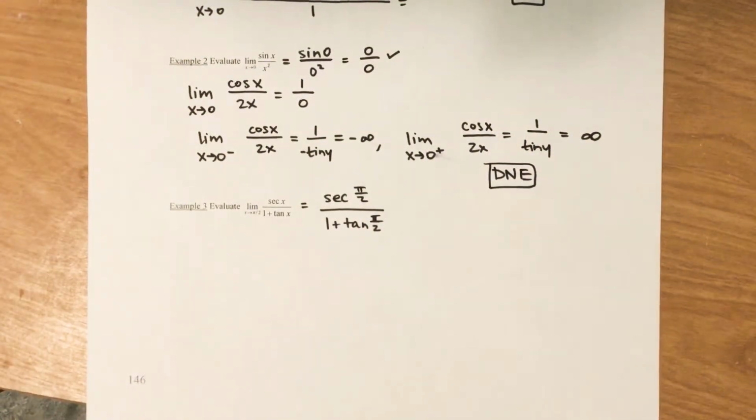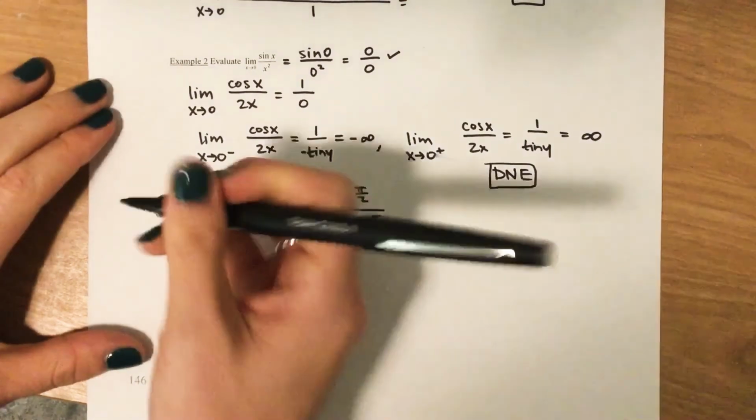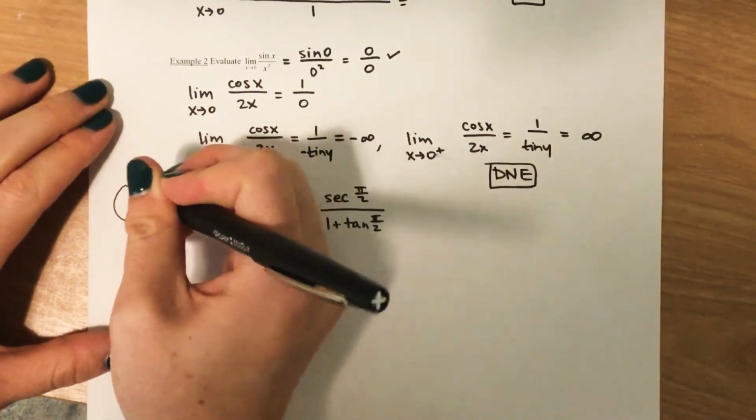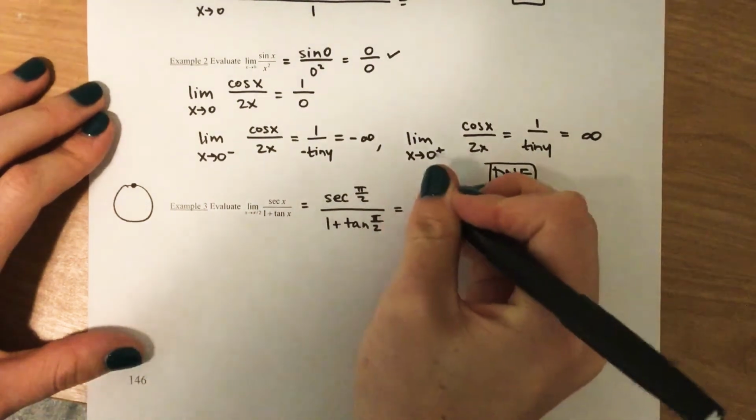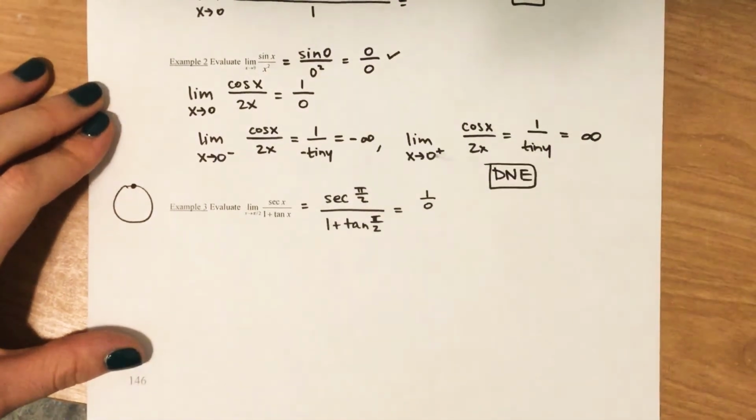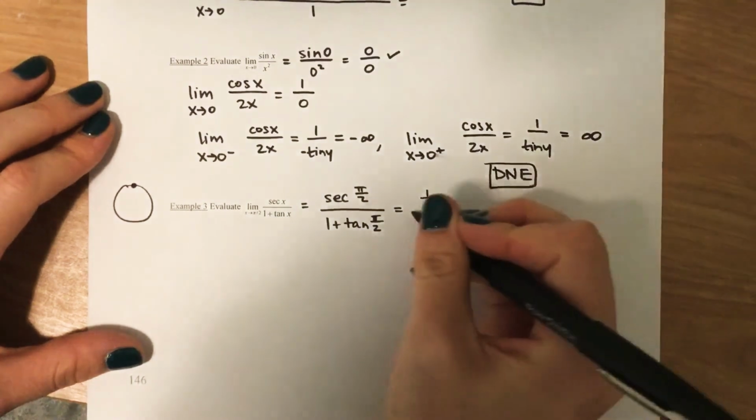So secant of pi over 2, remember that is the reciprocal of cosine. So think through cosine. Cosine of pi over 2, pi over 2 is right up here, right? So the cosine of pi over 2 is 0. So the secant of pi over 2 is actually undefined. We're going to write that as 1 over 0. And I promise this will start to make sense in a little bit.